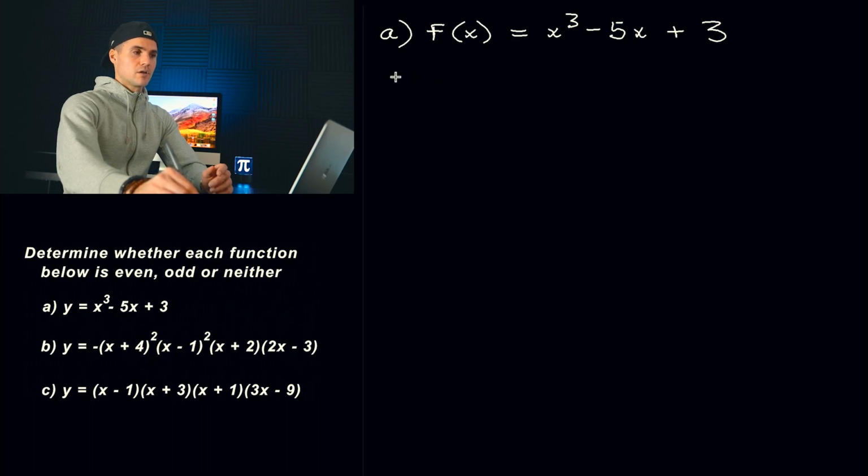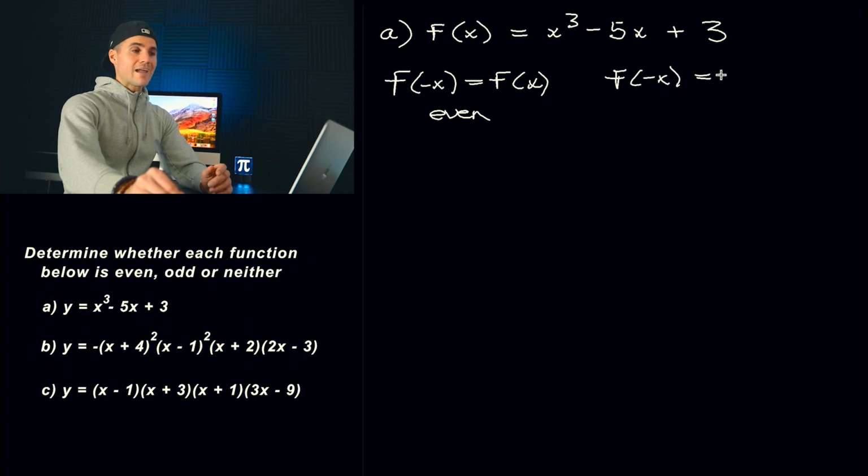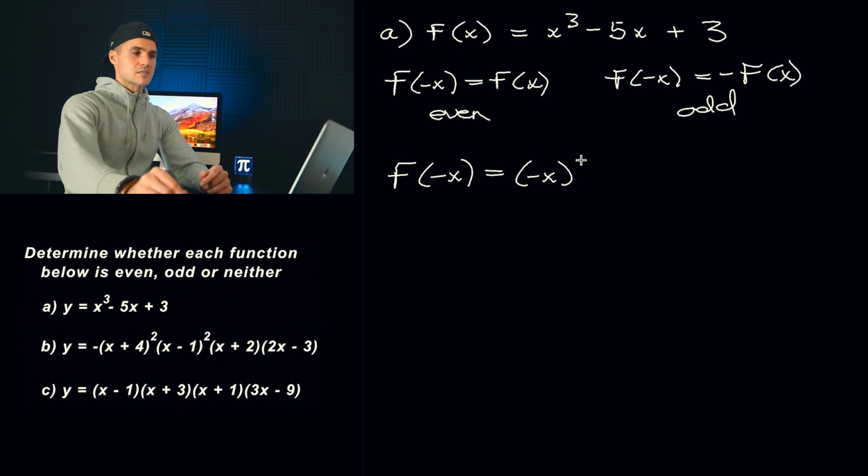Now, remember, if f of negative x is going to equal f of x, then the function is even. And if f of negative x is going to equal negative f of x, then the function is going to be odd. And if it's neither of these, then the function is going to be neither. So first step always, let's find what f of negative x is going to be. So what we would do is we'd plug in negative x into the different x values.